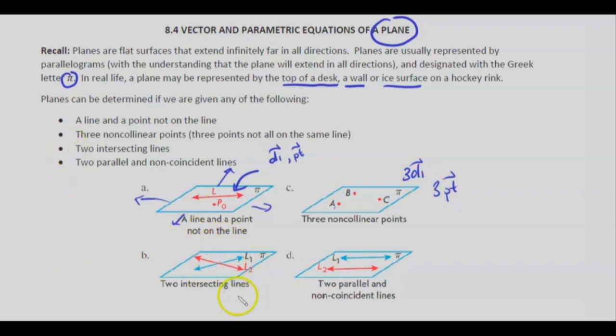Two intersecting lines. Again, we have multiple points and direction vectors. Or we need 2 parallel and non-coincident lines. So 2 parallel lines, they're pretty much called distinct, so the lines will never touch. If we're given any of these combinations, we're able to find the equation of the plane.